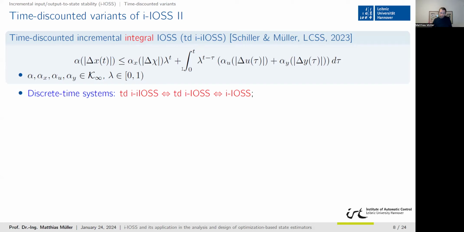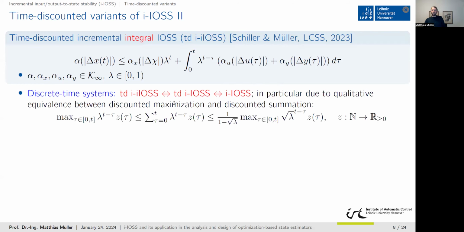Now, in fact, in the discrete time case, all these three notions are equivalent. This equivalence I already mentioned on the previous slide; it was shown in this work by the group of Jim Rawlings. And the first equivalence is actually fairly easy to see in discrete time, because, loosely speaking, discounted maximization and discounted summation are equivalent in discrete time. So in discrete time, instead of an integral, we have a sum here.